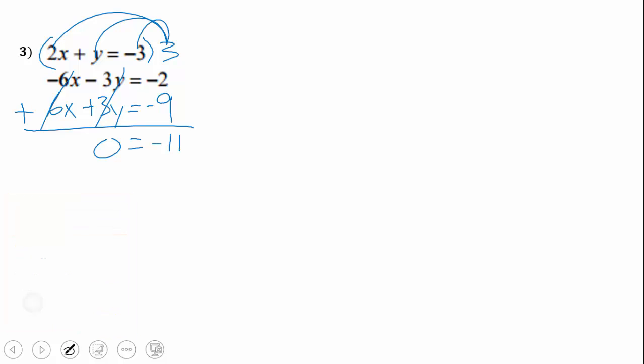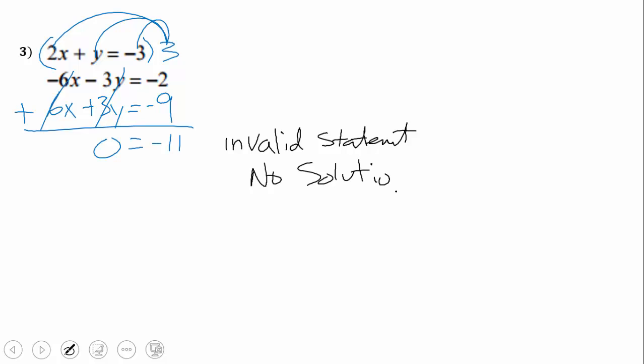Once again, what do I have? An invalid statement. And that means no solution. If I were to graph both of those, I would have parallel lines. I can prove it real quick.